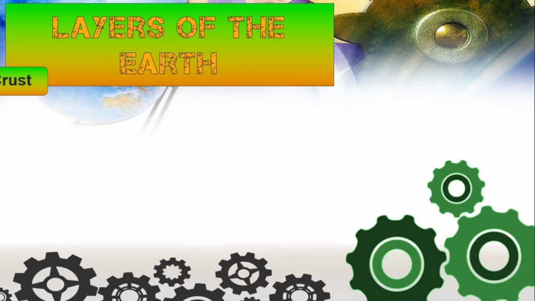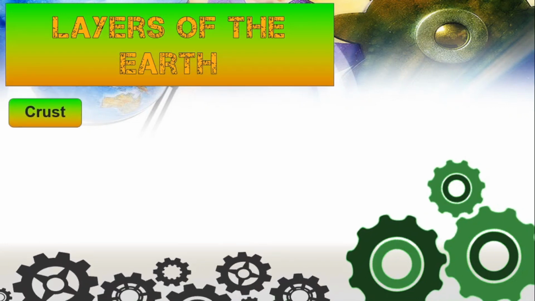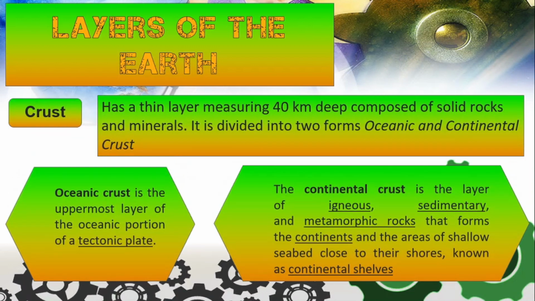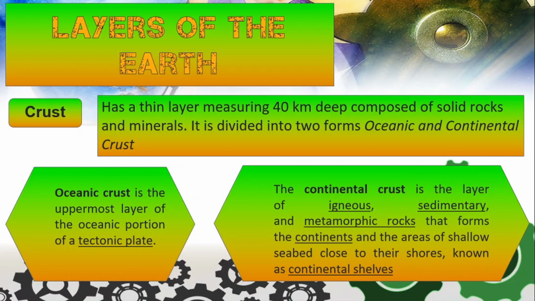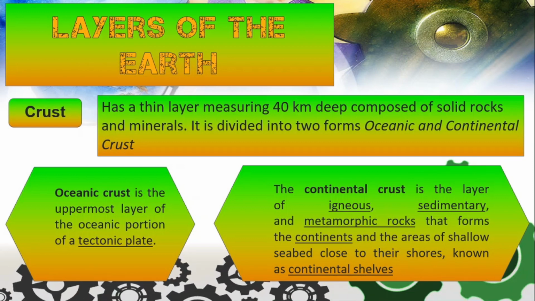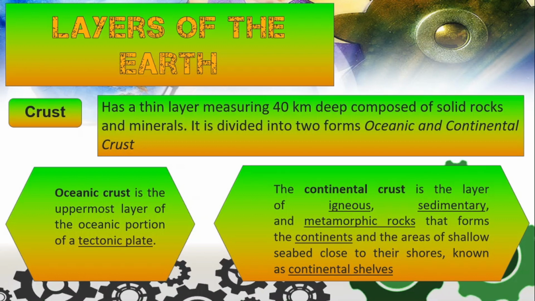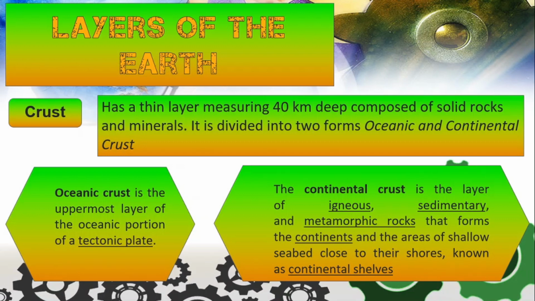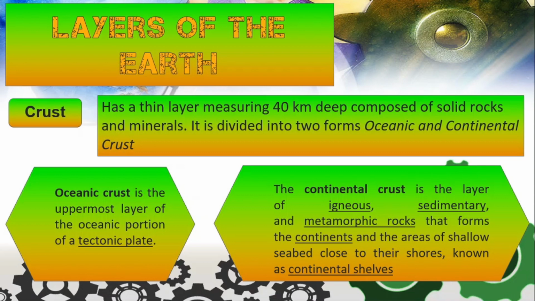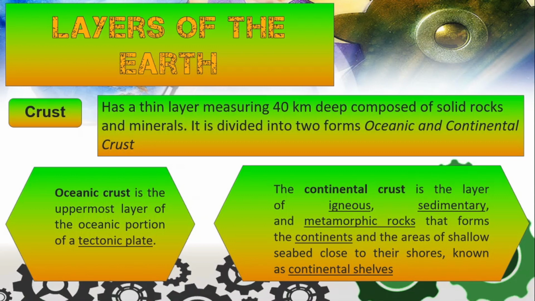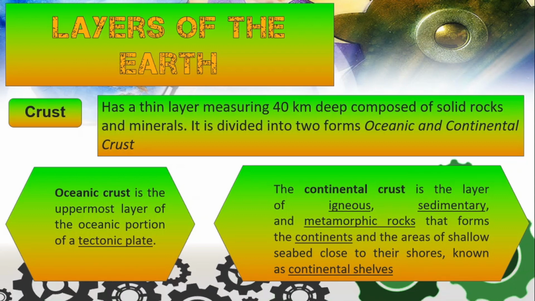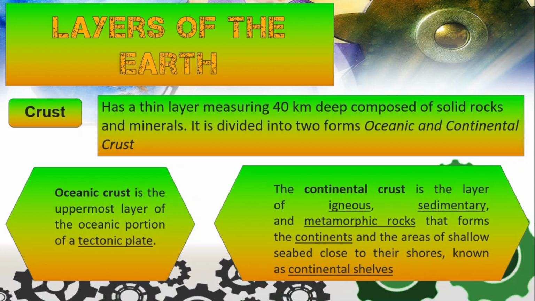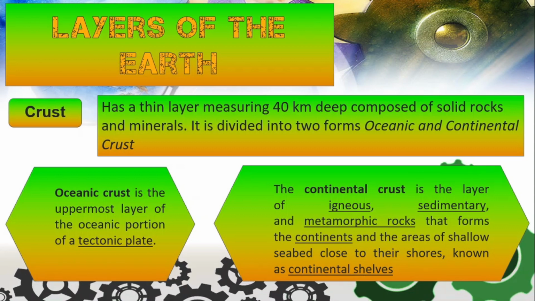Layers of the Earth. The outermost layer of the Earth is called the crust. Crust is a thin layer measuring 40 km deep composed of solid rocks and minerals. It is divided into two parts, the oceanic crust and the continental crust. Oceanic crust is the uppermost layer of the oceanic portion of a tectonic plate, while the continental crust is the layer of igneous, sedimentary, and metamorphic rocks that forms the continents and areas of shallow seabed close to their shores known as the continental shelves.